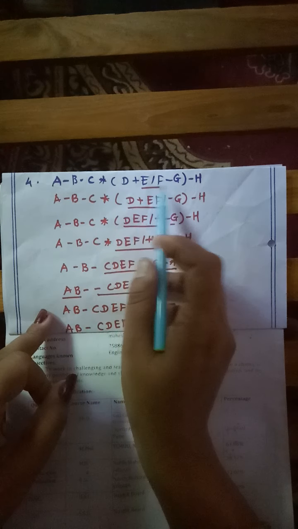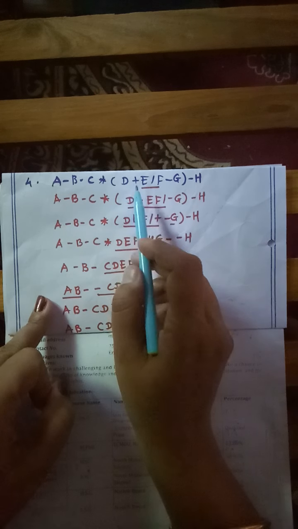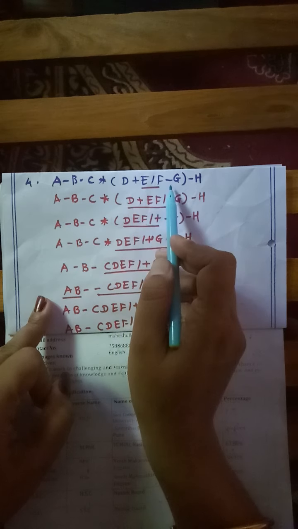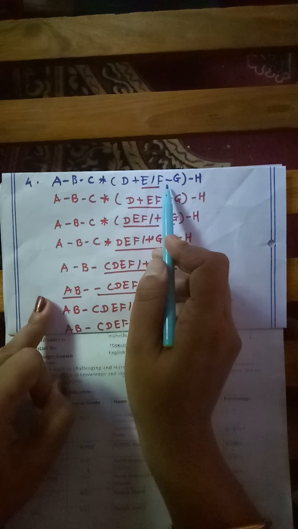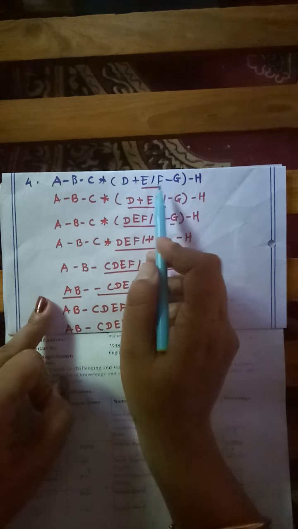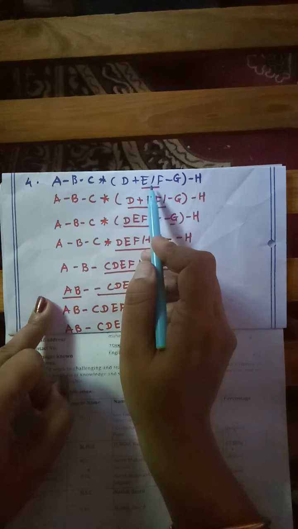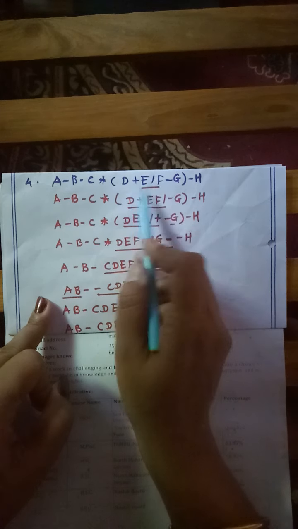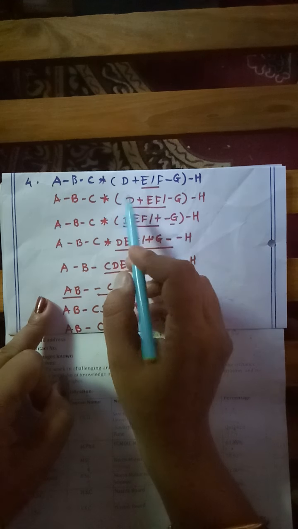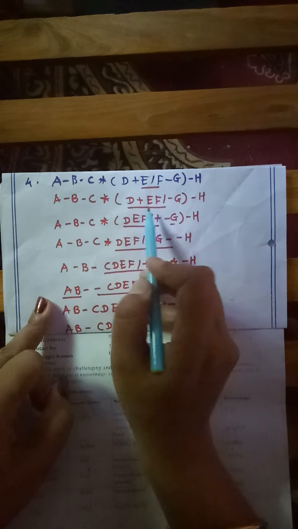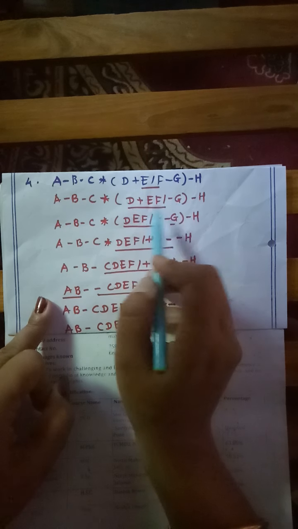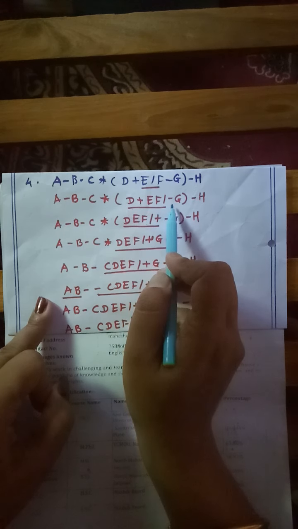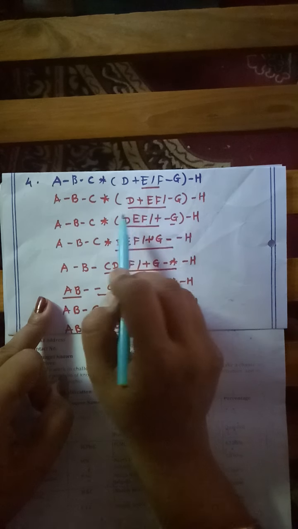Now here E slash F, there are three operators: plus, division, and minus. Plus and minus have the same priority, but division has higher priority than these two operators, and these are in the brackets. Now this will be solved first. Now E F slash, now D plus E F slash minus G. Now plus and minus have the same priority, so we go from left to right.